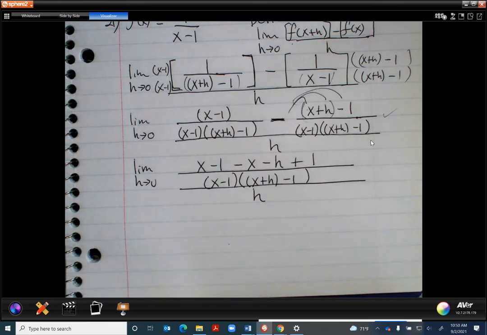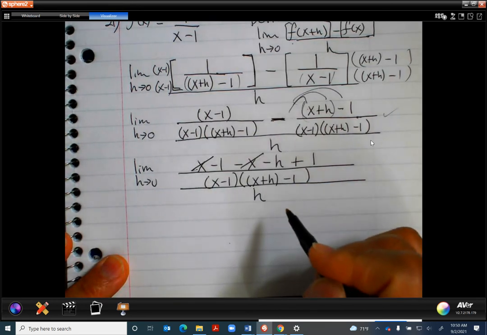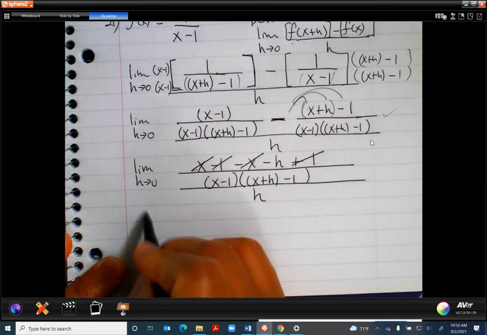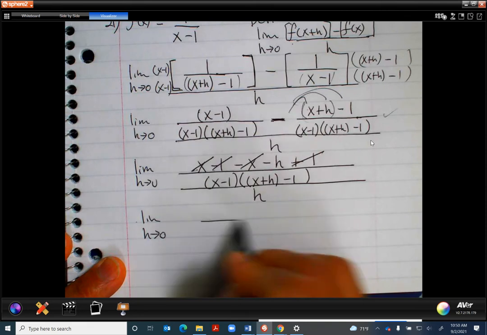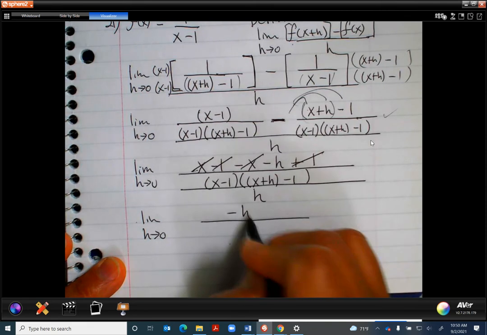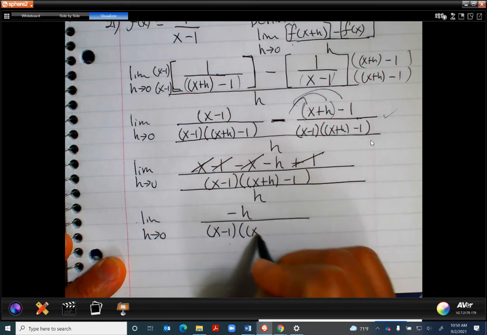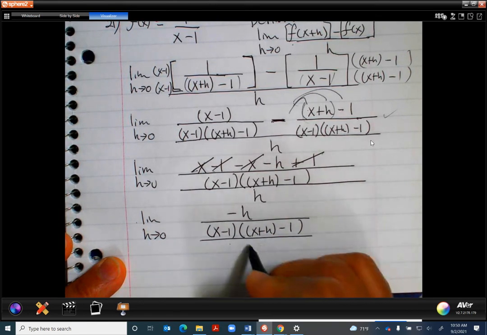All right, do you notice anything from the top, on the very top? X and x cancel out. What else? 1 and 1 cancel out. So we have a limit as h goes to 0. Stay with me again. Negative h all over x minus 1 times x plus h minus 1, all over h.